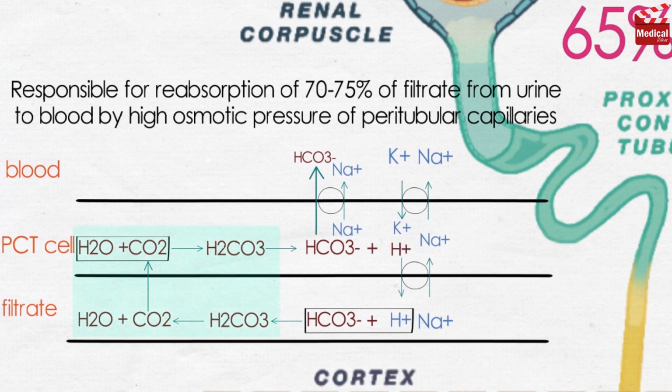The binding and dissociation of carbon dioxide and water into carbonic acid is mediated by the carbonic anhydrase enzyme. This enzyme is responsible for production of protons that help sodium to enter the cell, so if this enzyme is inhibited, sodium will not be reabsorbed from this part of the nephron.